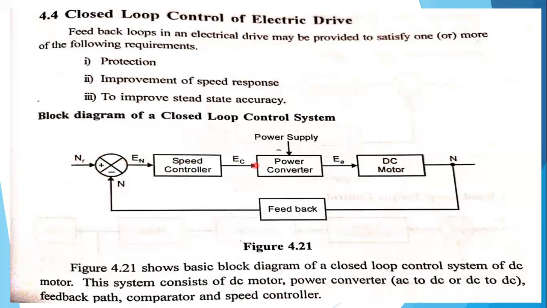This control signal EC is fed to the power converter. The power converter's output can be changed according to the control signal, and by changing the output voltage, the DC motor can be controlled. So like this, by using this closed loop operation, the DC motor can be controlled. So this is called a block diagram, closed loop control of a DC motor, an electric motor.